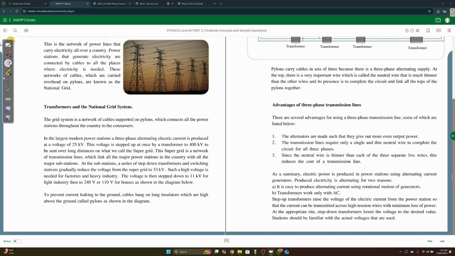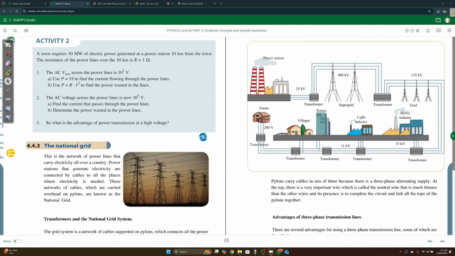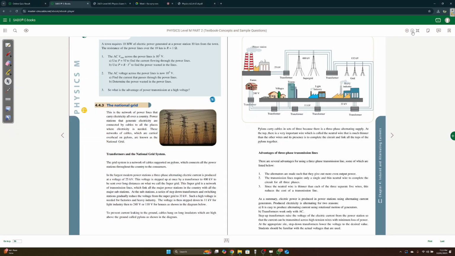You need to know that the cables are carried in sets of three, because it's a three-phase alternating supply. The cable at the top is called the neutral wire, and its whole purpose is to complete the circuit and link all the tops of the pylons together. Very simple, national grid.